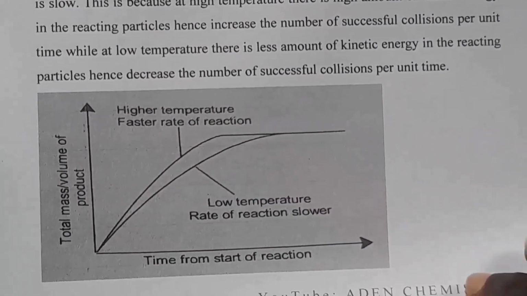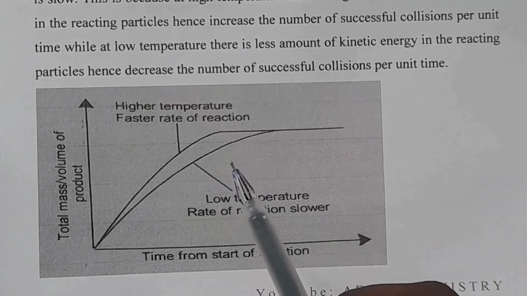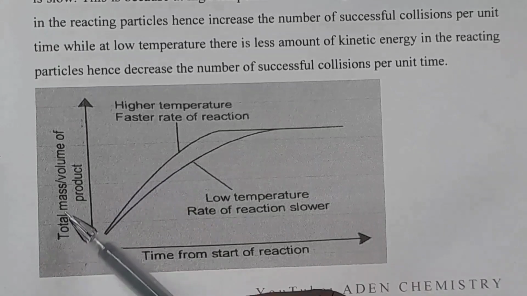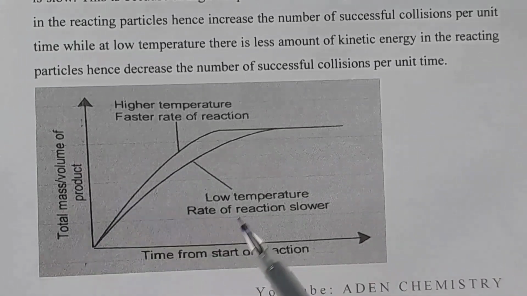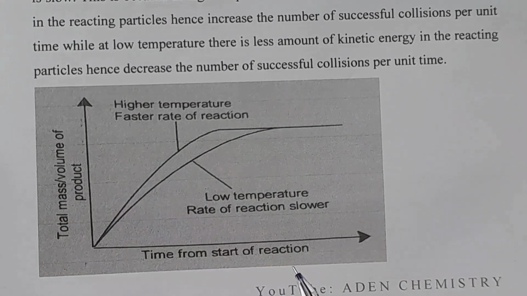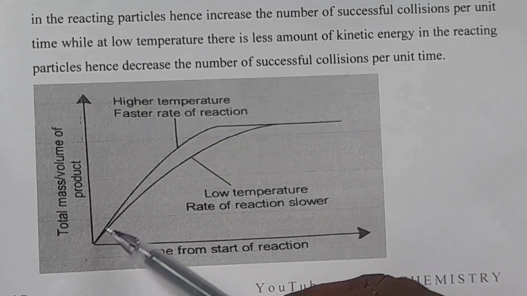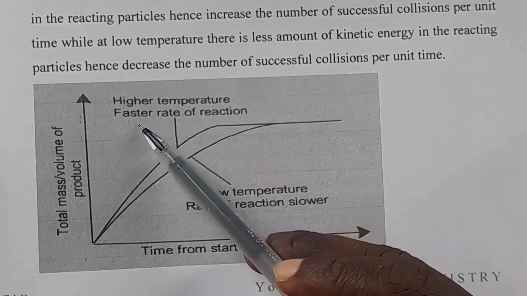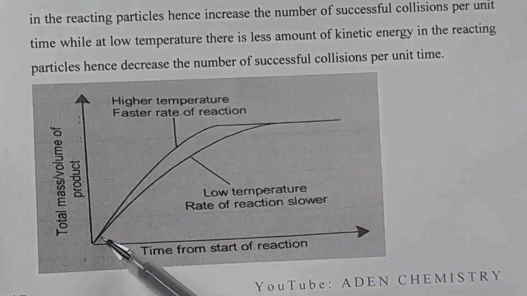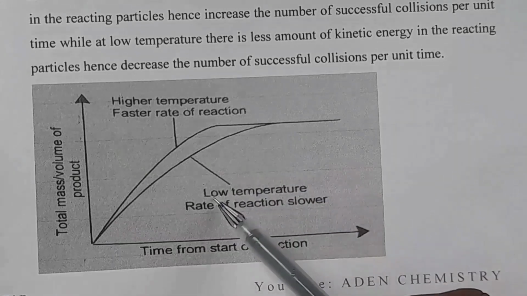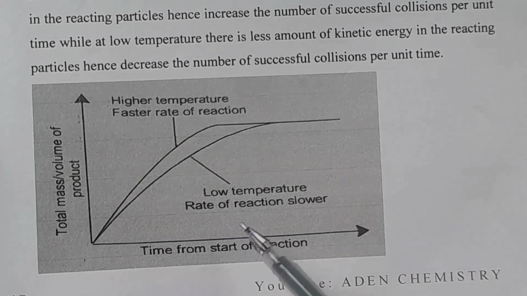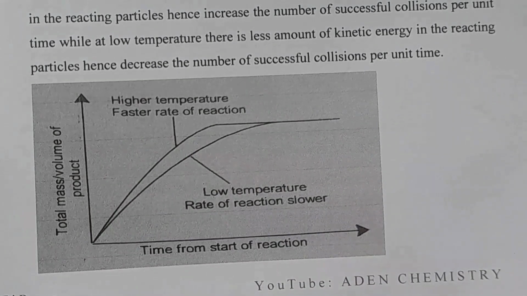Let's now see the graphs or the curves for the comparison of the rate of reaction at different temperatures. Here we have the total mass or the volume of the product, and here we have time from the start of the reaction. The graph that is steeper, which is this, has high temperature, hence a faster rate of reaction. This one, which is less steep, is the one with low temperature, hence it has a lower rate of reaction.